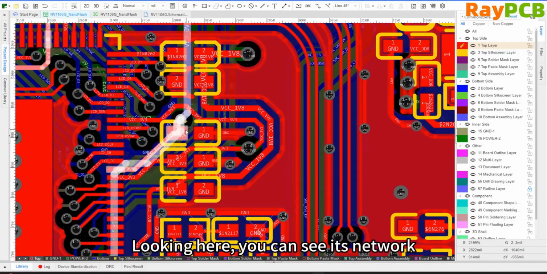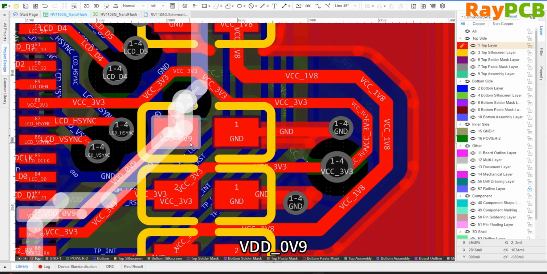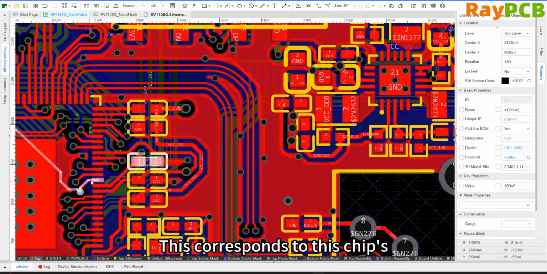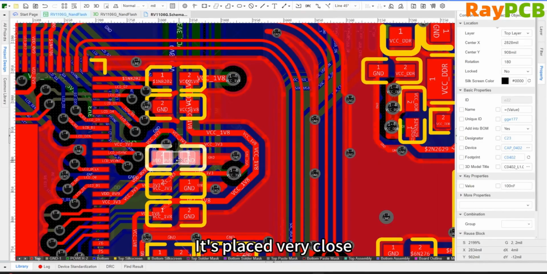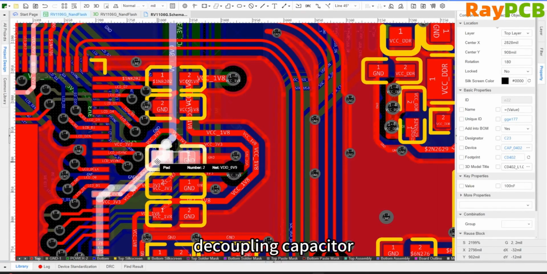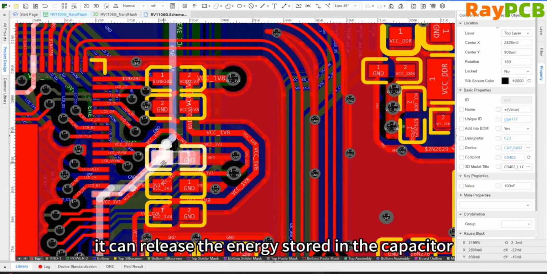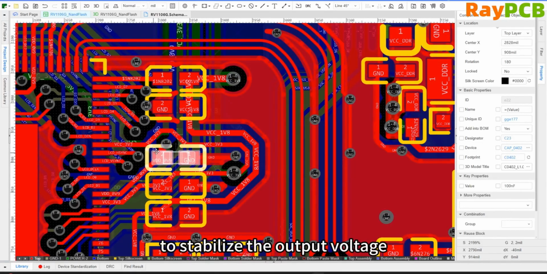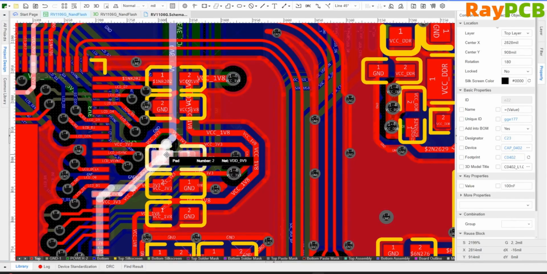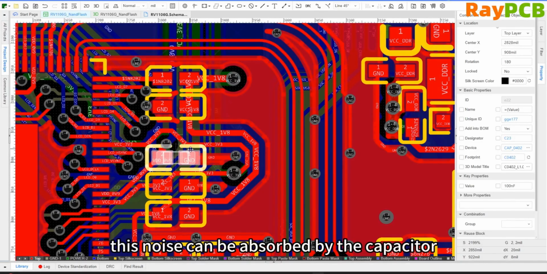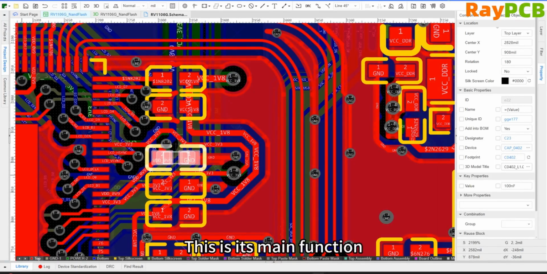Let's take this diagram as an example. Here you can see its network VDD and 0V ref. This is a 0.95V power network. Correspondingly, here is the 0.95V power pin of this chip. The capacitor is placed very close to it, serving as a decoupling capacitor. When the 0.95V pin needs an instantaneous current, the capacitor can release the energy stored within it, providing small voltage bursts. Similarly, if noise is generated on the 0.95V voltage, this noise can also be absorbed by the capacitor, preventing it from feeding back into the main power circuit. This is its primary function.